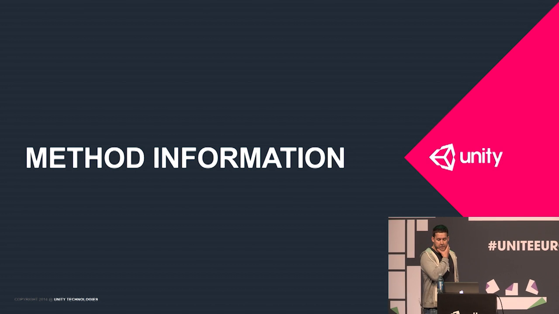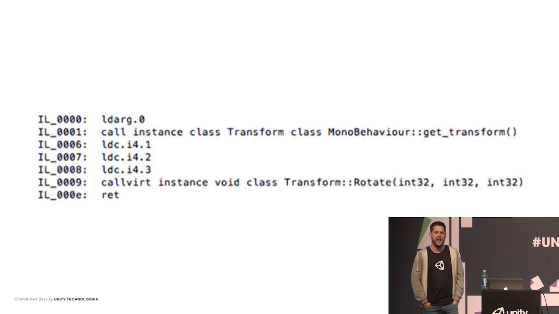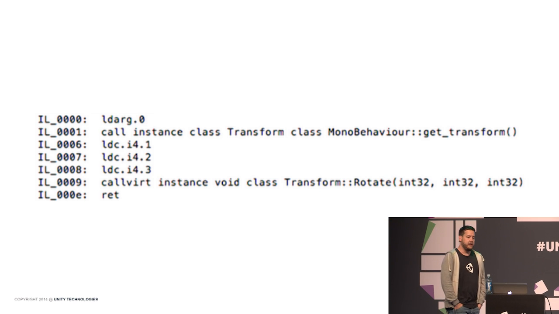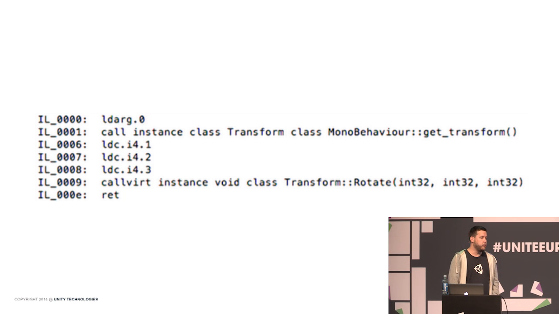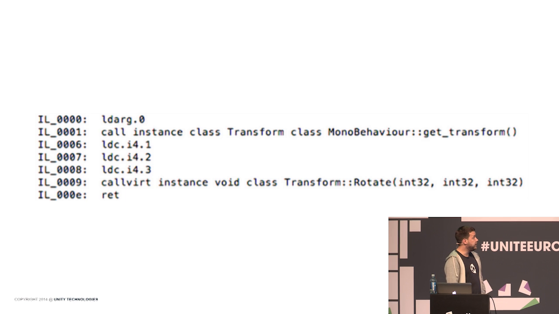So if we go back to the example that Lucas was showing before, you'll notice something. This is the method body. This is the IL. None of this actually contains information about the actual method. That information sits around it as metadata. So how many arguments this takes is not part of this.